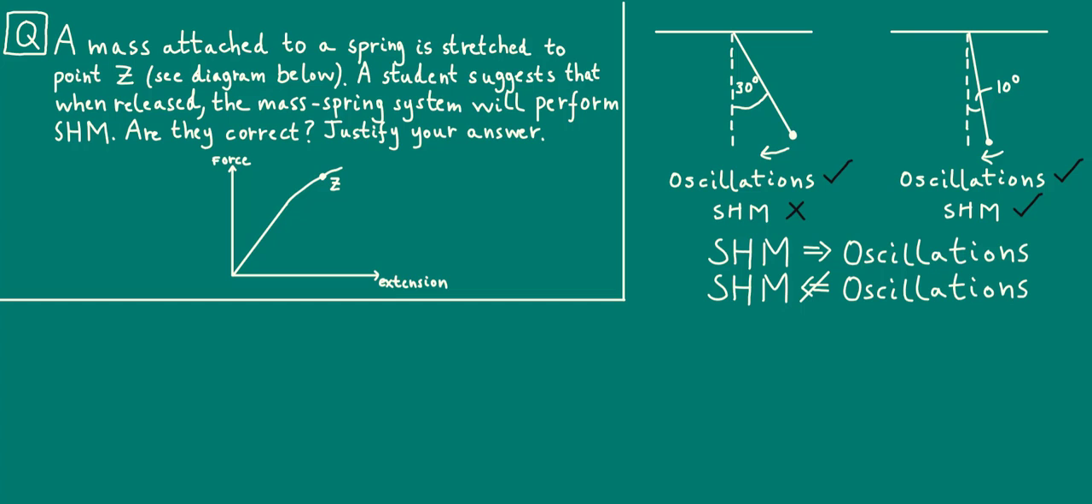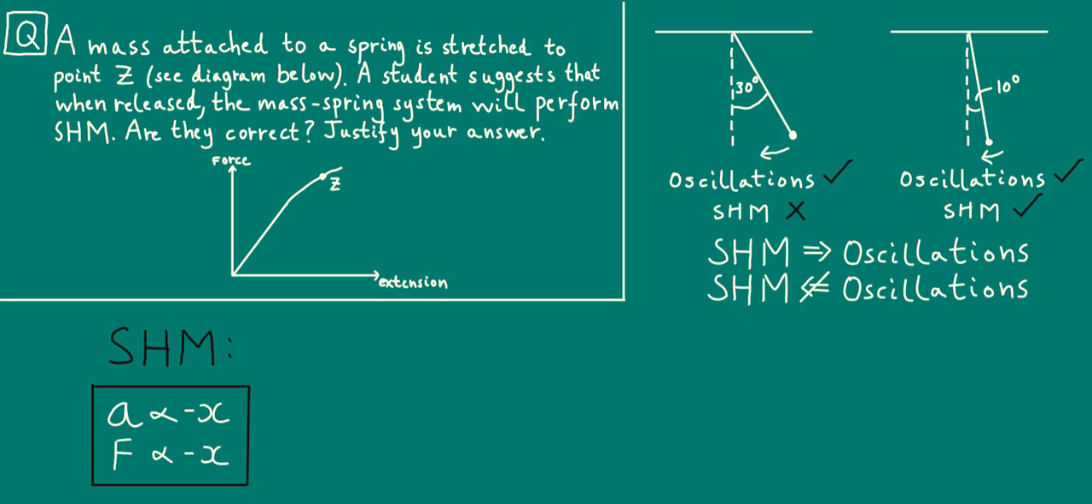Recall the defining statement of SHM. a is proportional to minus x, where a stands for acceleration and x stands for displacement from equilibrium. This is equivalent to the statement F is proportional to minus x, where F stands for the resultant force, which is sometimes known as the restoring force.